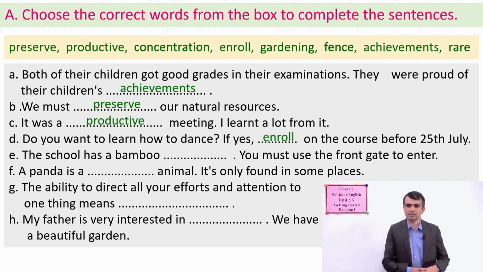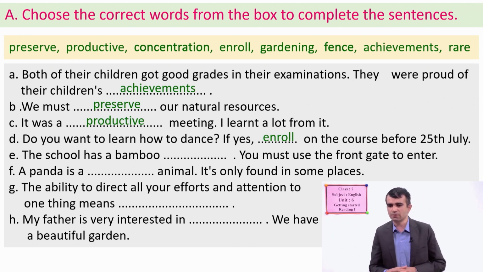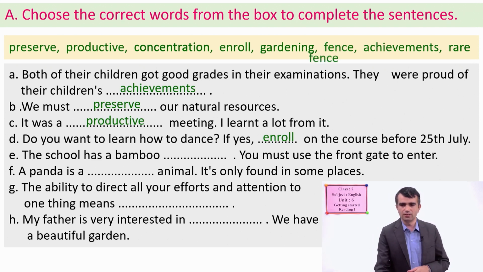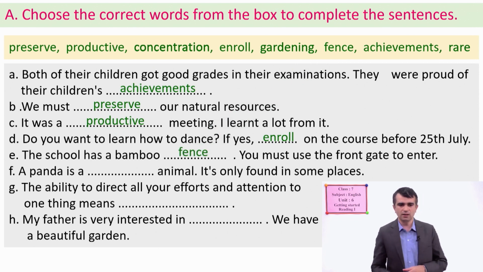Now next one. Number E. The school has a bamboo space. You must use the front gate to enter. What do you use here? Very good. We use fence. Okay, the school has a bamboo fence.